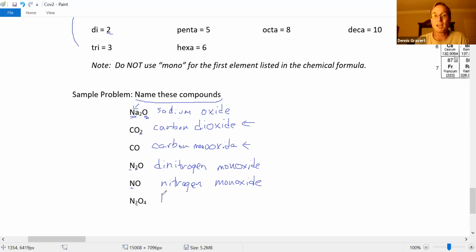Last one, there are 2 N's, so dinitrogen. And there are 4 O's. So you remember that game with 4 cubes, Tetris? So it's tetra. Tetra meaning 4. Go play that video game to remind yourself, Tetris. Every object in the Tetris game had 4 cubes attached in different shapes. Anyways, tetra oxide. You can also see tetroxide. Dinitrogen tetroxide, tetraoxide. Your choice, full credit either way.